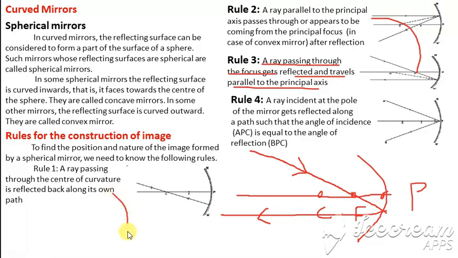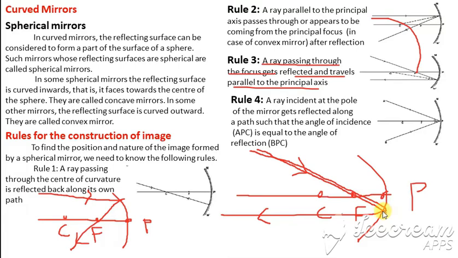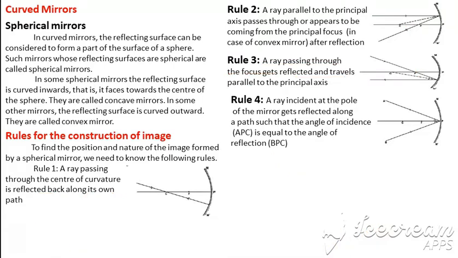If this is the pole, this is the center of curvature and this is the focus, then a ray parallel to the principal axis, after reflection, passes through the focus. A ray passing through the focus, after reflection, moves parallel to the principal axis. If it is parallel, it goes through the focus; if it goes through the focus, it becomes parallel. Clear? Then the fourth point is a ray incident at the pole.